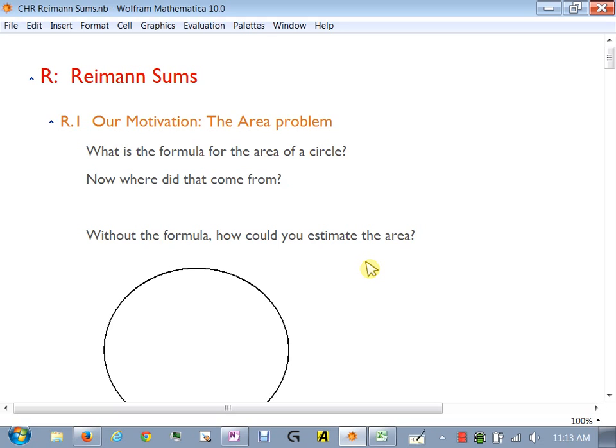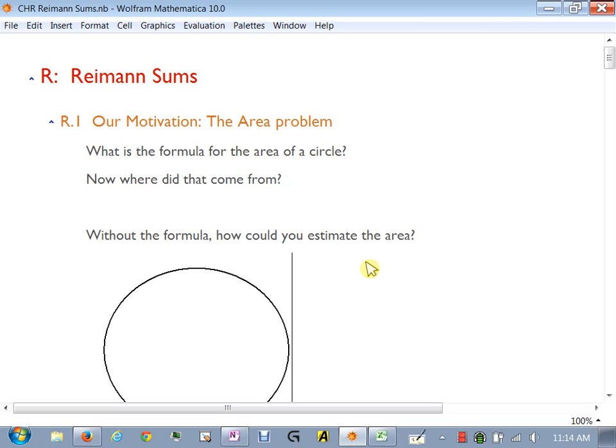So, all right, there is no chapter or section in the book dedicated solely to Riemann sums. I like to spend some significant time on Riemann sums. So I'm calling this chapter R for Riemann sums, and it's going to be R1 through R15 or something like that.